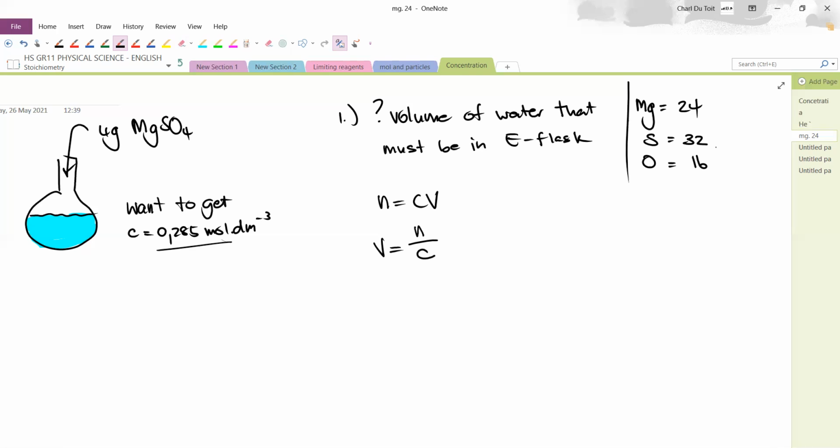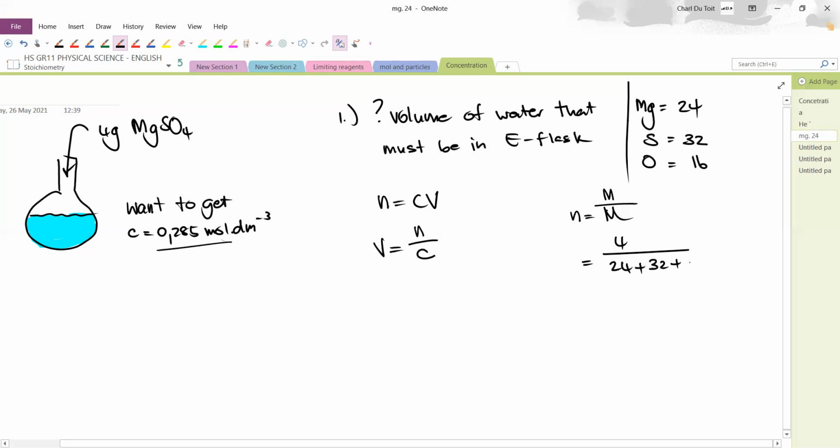Okay, I think the volume is 4.5. Right, you first need to get the amount of mole, which is the mass divided by the molar mass. Yes, sir. 4 over magnesium plus sulfur plus 16 times 4. Let's see what we have there.